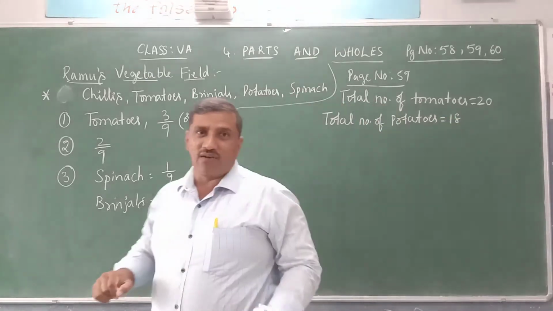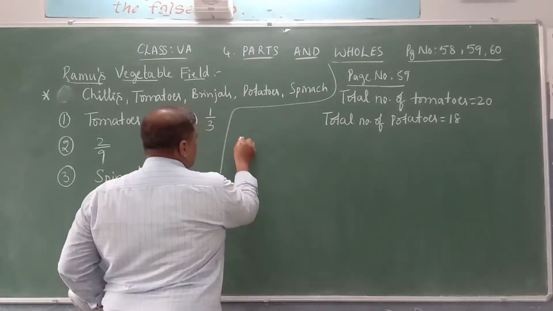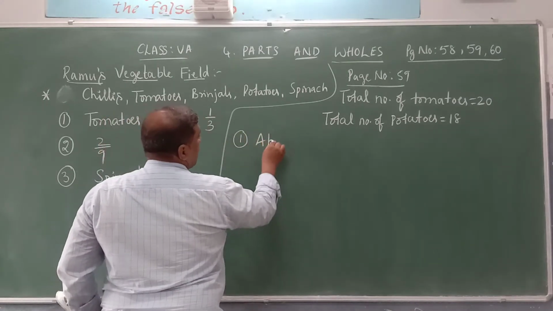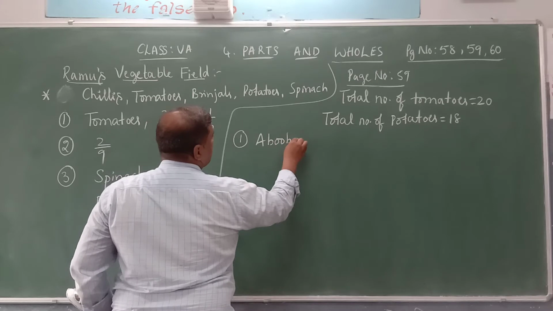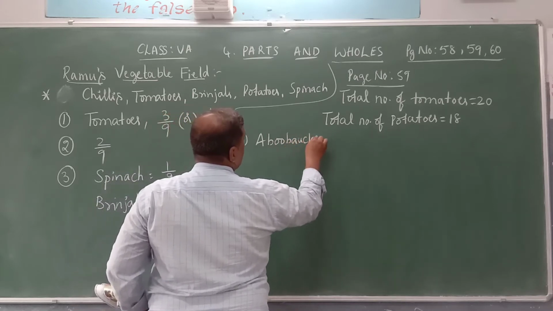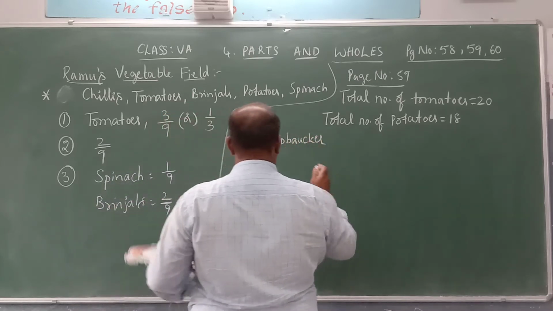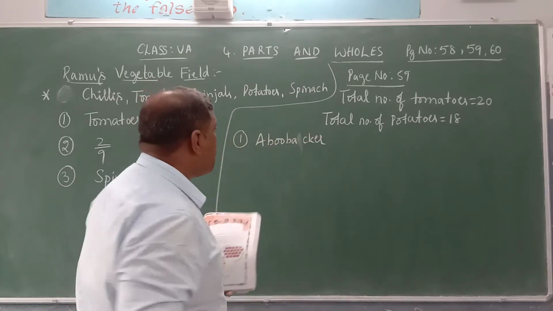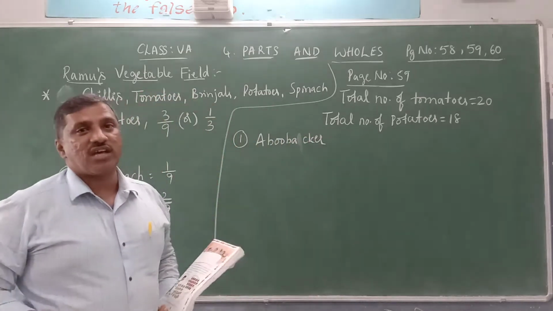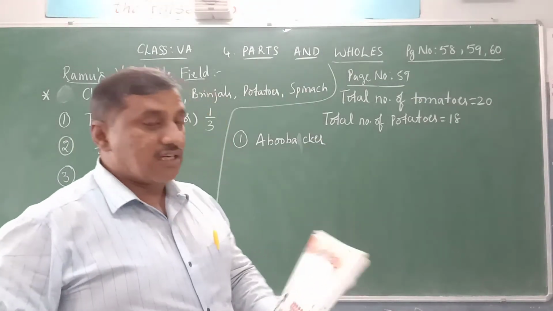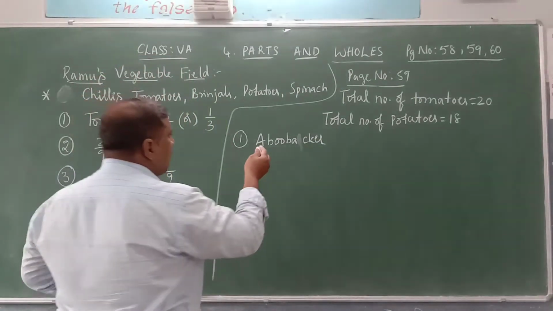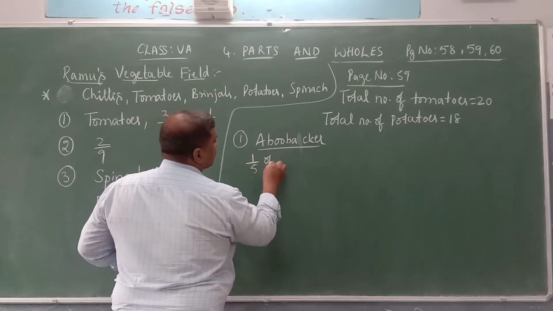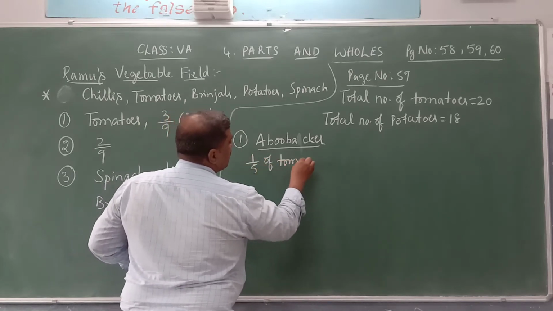So now he gave to his friends, 3 friends, Abu Bakr. Yes. He gave to his friend Abu Bakr. How much did he give to him? 1/5 of tomatoes and 1/3 of potatoes. What did he give to him? 1/5 of tomatoes.